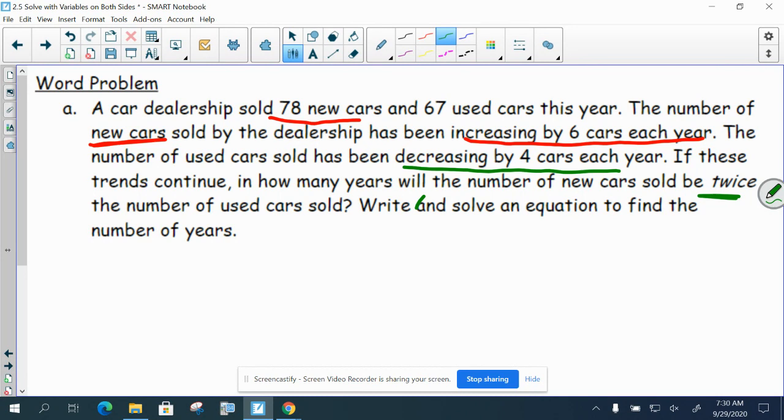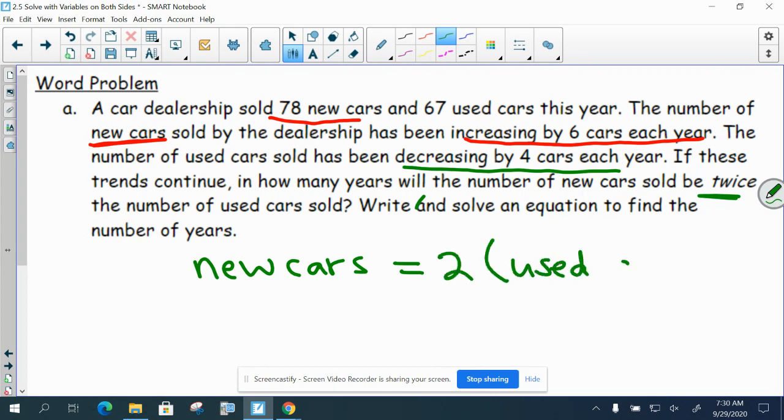Okay, so we're trying to get an equation where the number of new cars sold is equal to twice the number of used cars, so 2 times the number of used cars. Make sure you pay attention because there's going to be an example like this in your assignment.